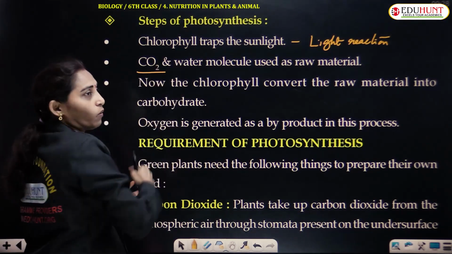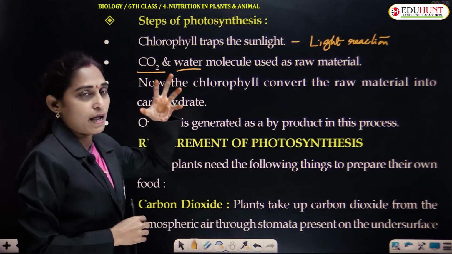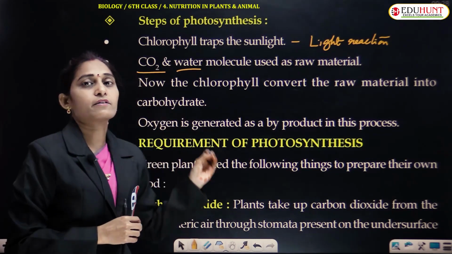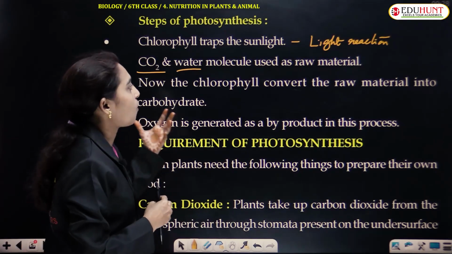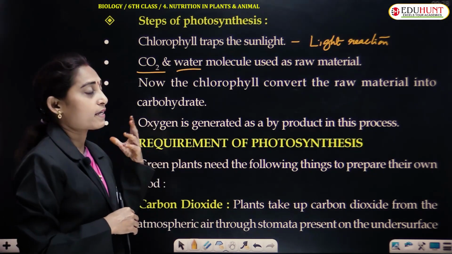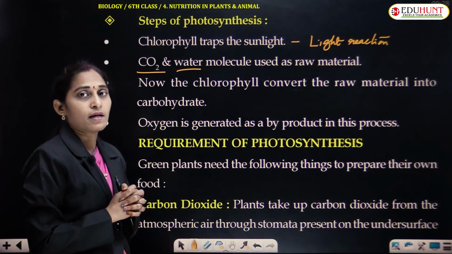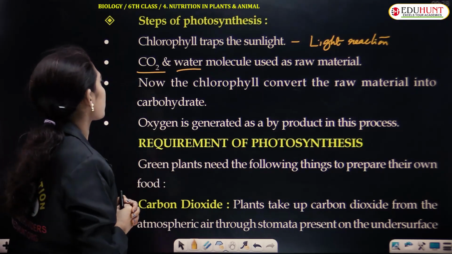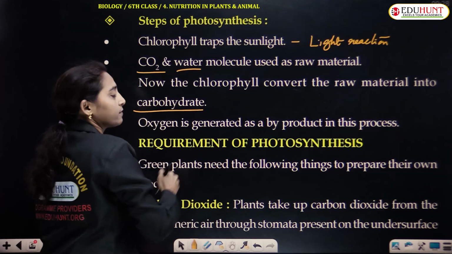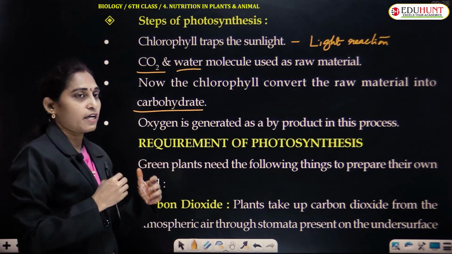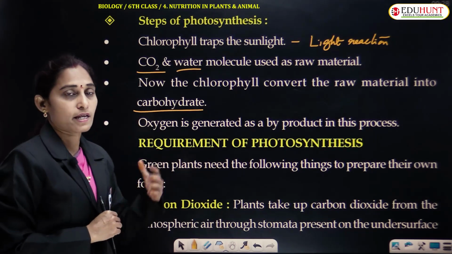Again, CO2 is required, water is also required. The first step is trapping sunlight by the chlorophyll, and next is combining CO2 with water, forming raw materials, and by joining these raw materials we get glucose. The chlorophyll converts the raw material into carbohydrate, that is glucose, C6H12O6, and oxygen is generated as a byproduct in this process.